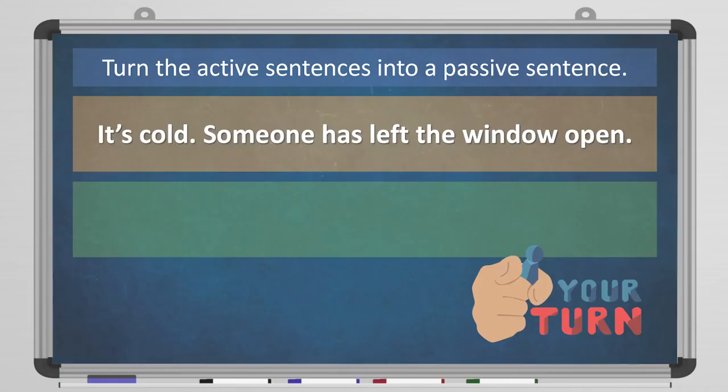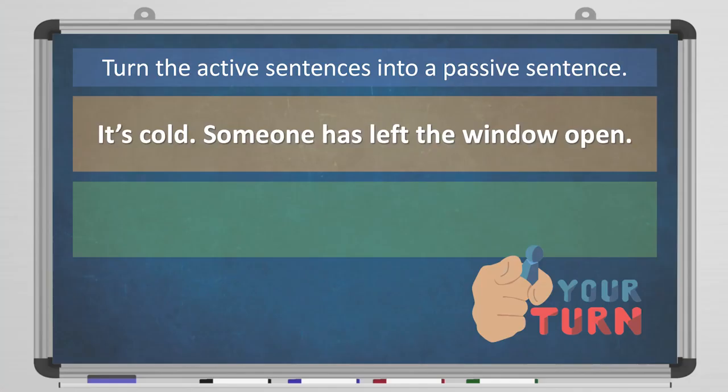Now, it's your turn. Why don't you turn this active sentence into a passive sentence and see? Can you do it? It's cold. Someone has left the window open. Remember the steps I gave you earlier. Bring the object at the beginning. Choose a verb to be suitable for the object and from the same tense as the verb in the active sentence. And then ask yourself, is it important to mention the subject or not?